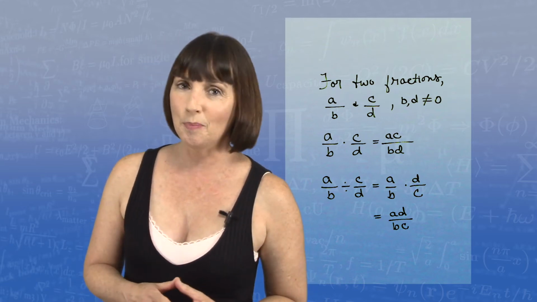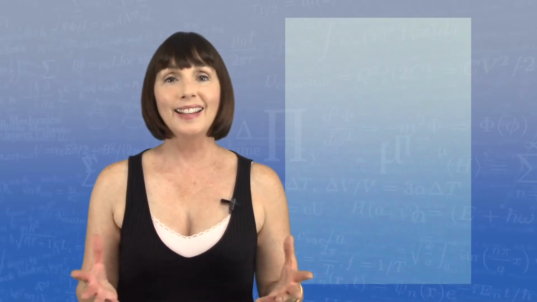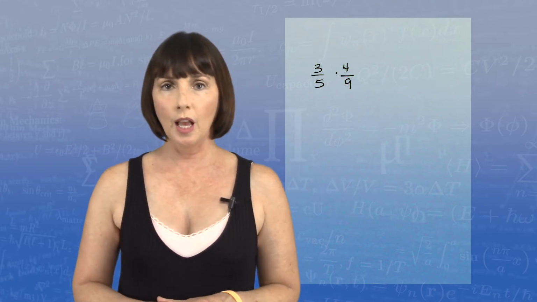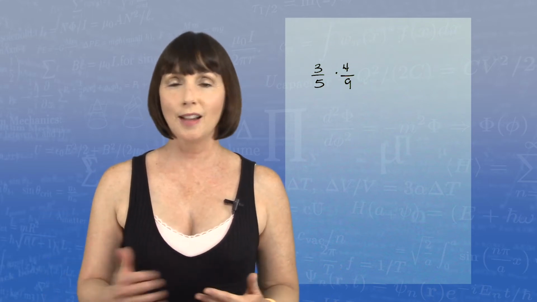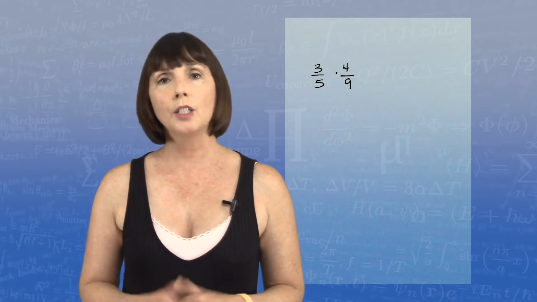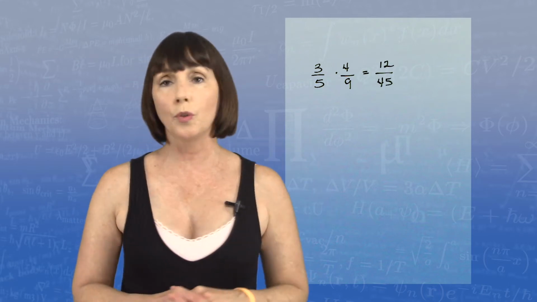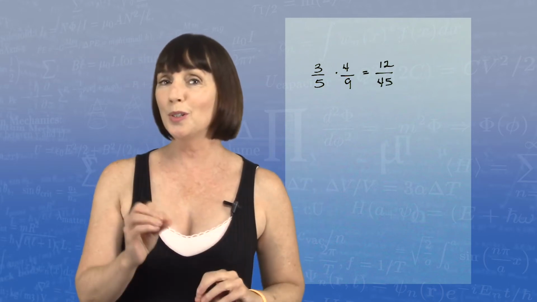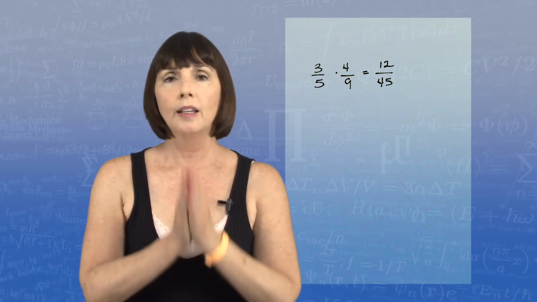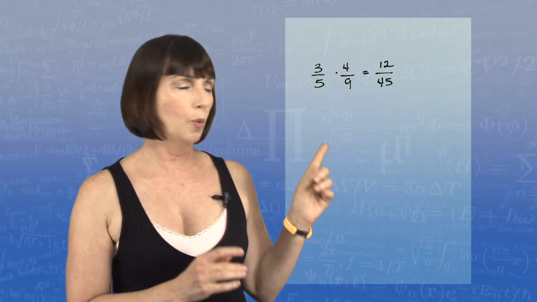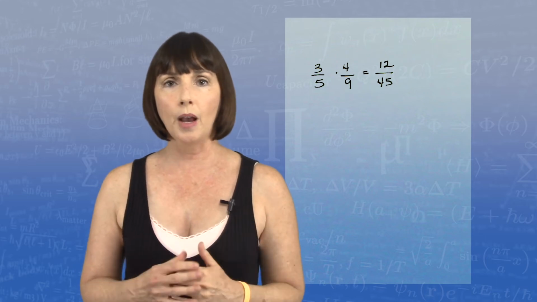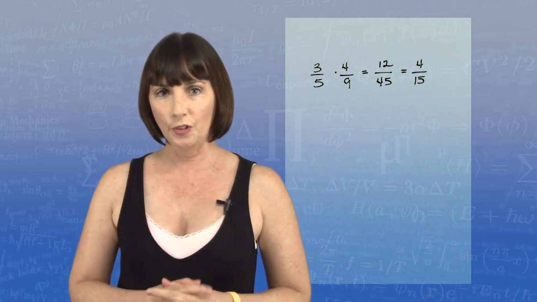Let's do a few examples and see how this works. Okay, let's take a look at a couple of examples. We have 3 over 5 times 4 over 9. Just multiply straight across the top and straight across the bottom. 3 times 4 is 12. 5 times 9 is 45, so we get 12 over 45. Now, we must reduce to lowest terms, so we need to figure out if there's a common factor here. There is. 3 goes into both 12 and 45 evenly, so reducing by 3 on the top and the bottom, we get 4 over 15.